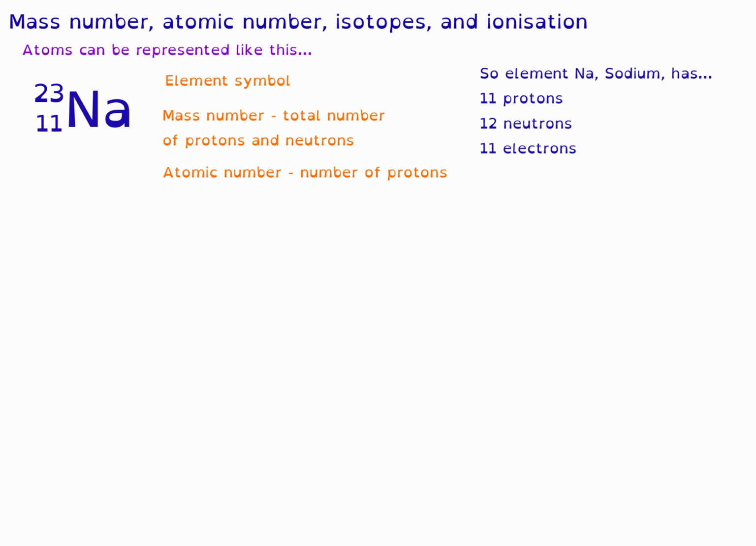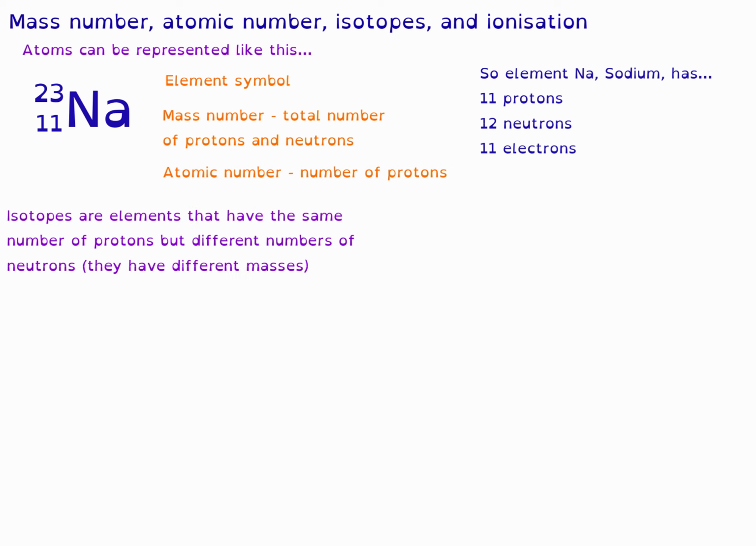So sodium has 11 protons, shown by the atomic number. It has 12 neutrons, as 23 minus the 11 protons gives you the number of neutrons. And it has 11 electrons, which it must have because the electrons are negative and they balance out the positive charge on the 11 protons.